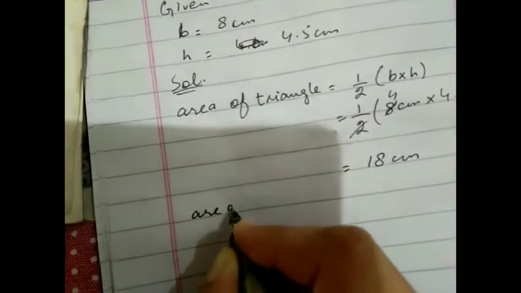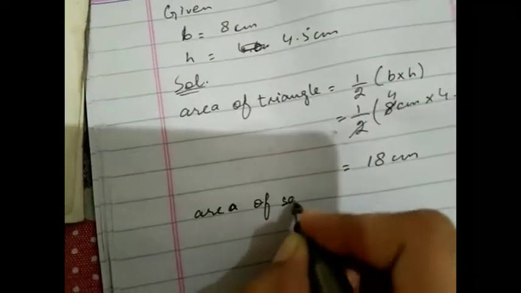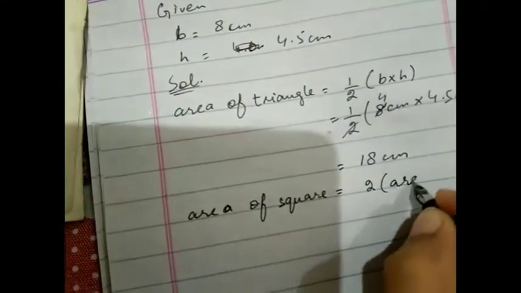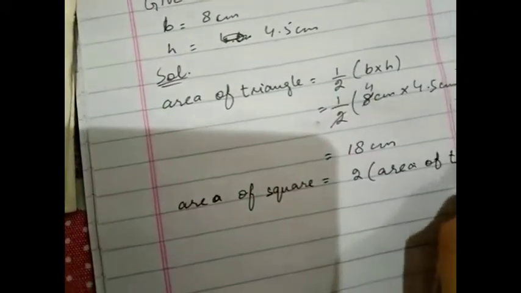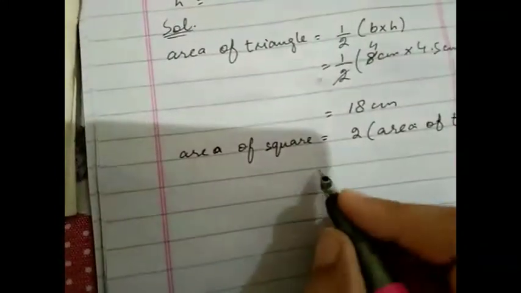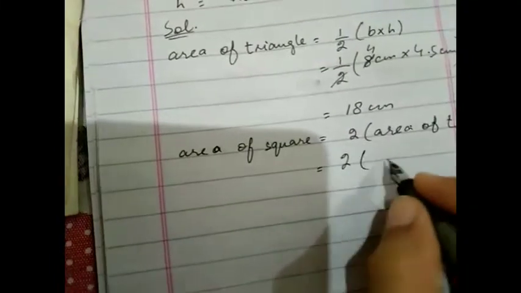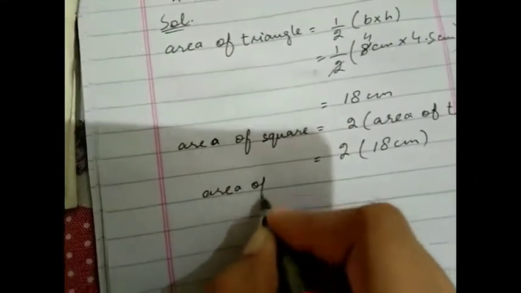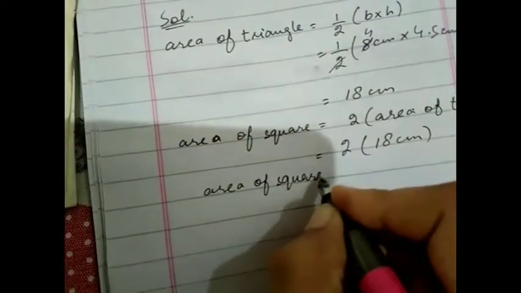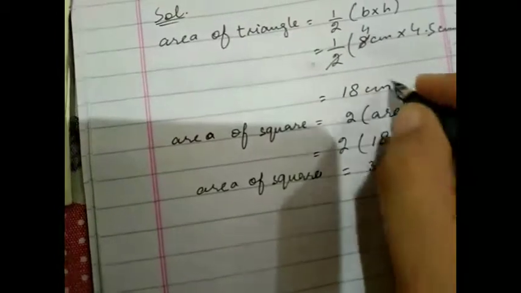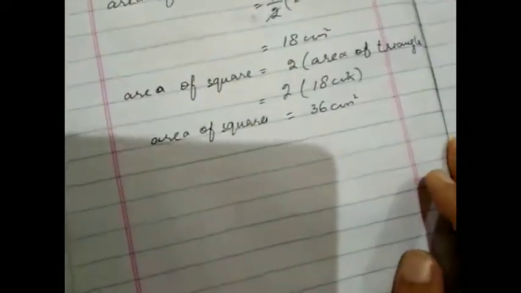Now it is given that the area of the square is equal to double the area of the triangle. It is given in the question. So the area of the square is 2 into 18 centimeter square, and the area of the square is 36 centimeter square.